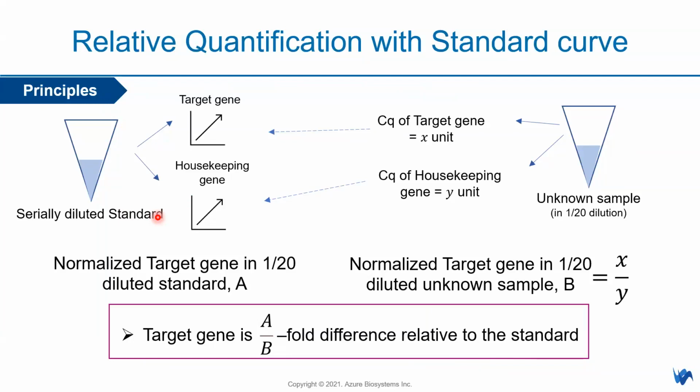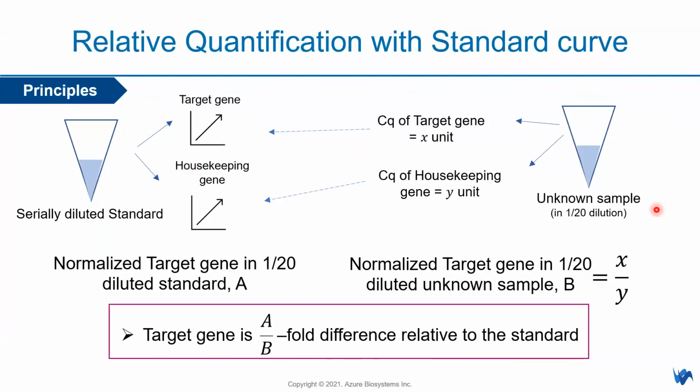After you do the reverse transcription, you get the cDNA, then you dilute it 1 in 20 to get rid of the salt and buffer and so on. Then you do the qPCR run with the serially diluted standard, and you get the standard curve for both the target gene and your housekeeping gene. I would be using one housekeeping gene here just to simplify the explanation. So this is the standard curve part.